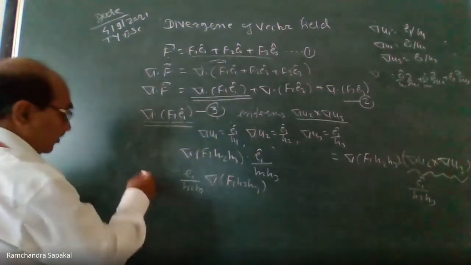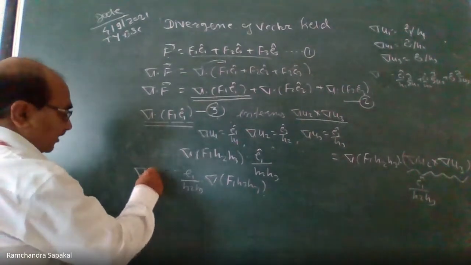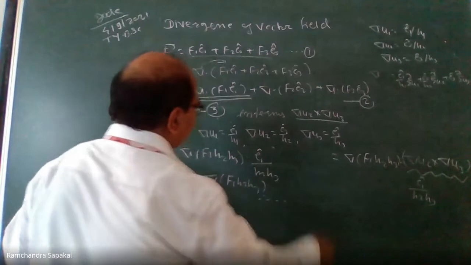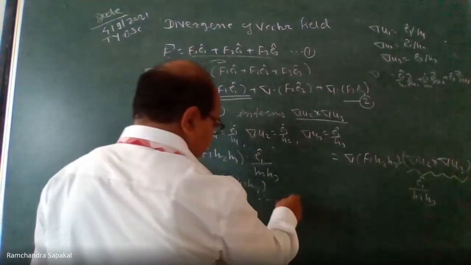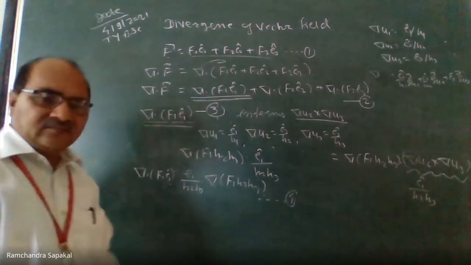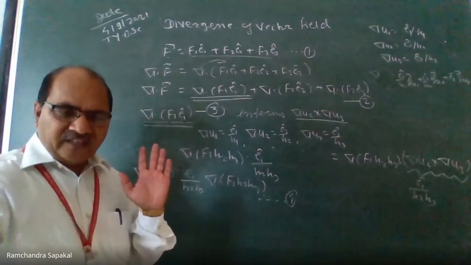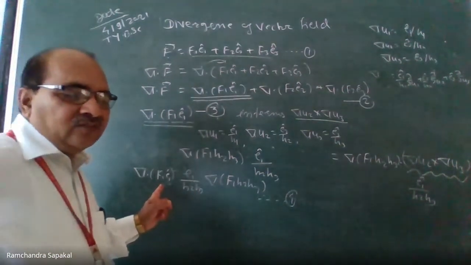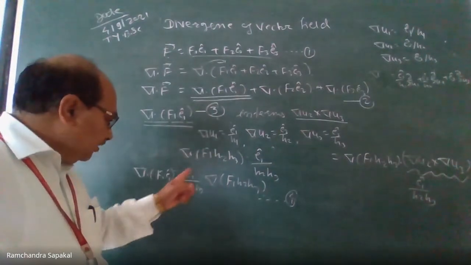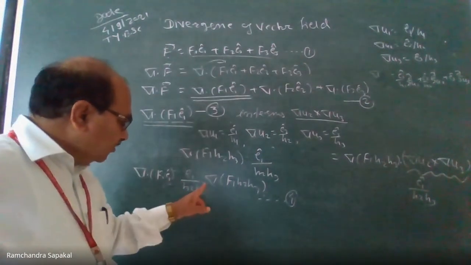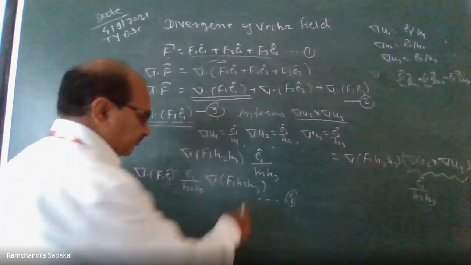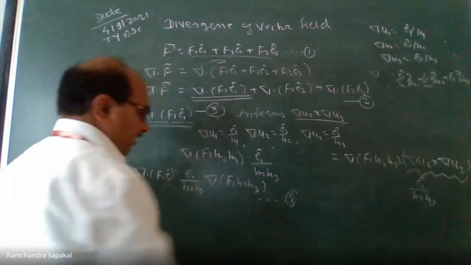So this is nothing but the first term, del of f1 e1, giving some number. One exercise completed. What is this value? So this value is equal to e1 upon h2 h3 dot del of f1 h2 h3 del of h2 h3.